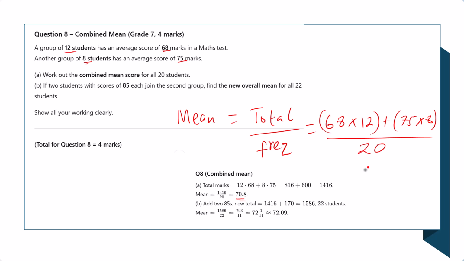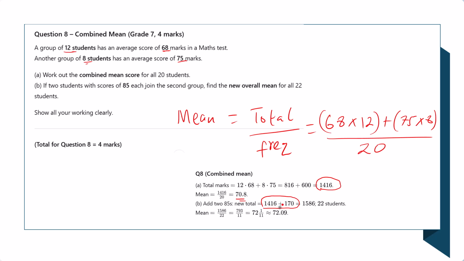Question B. If 2 students with scores of 85 each join the second group, find the new overall mean. That's not difficult. The total in both classes added together was 1416. Now we have 2 more students coming with 85, which means we're going to add 170 to the total score for the classes together.